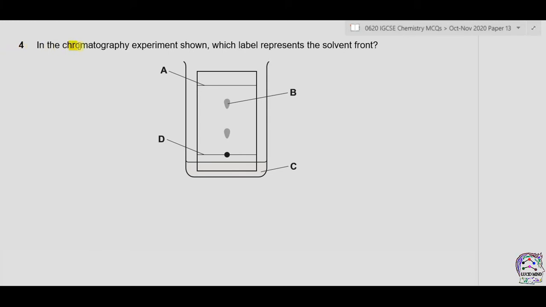Question 4. In the chromatography experiment shown, which label represents the solvent front? Now solvent front is the distance traveled by solvent from baseline. As D is the baseline, so the distance traveled by solvent front would be this much. The answer is A.